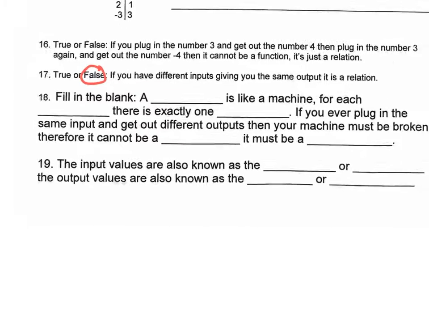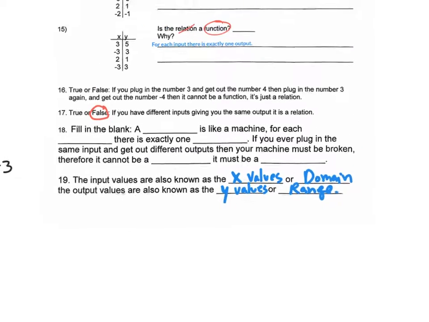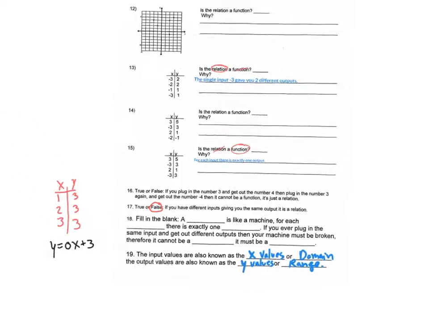Number 19, the input values are also known as the x values, or the domain. The output values are also known as the y values, or the range. So that wraps up this video on the odd ones. Check the other video for the even.